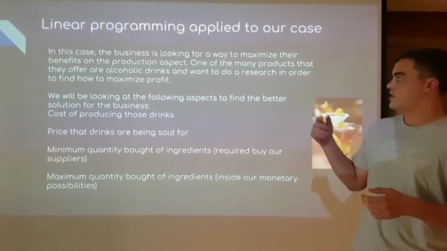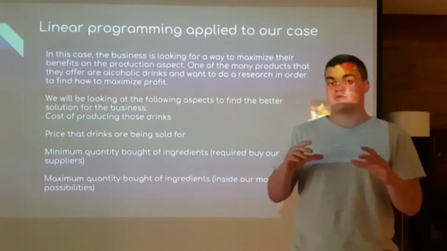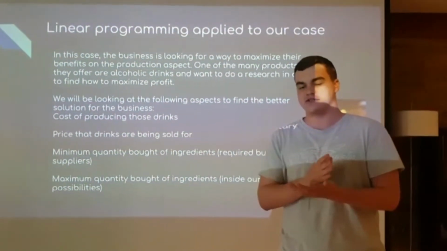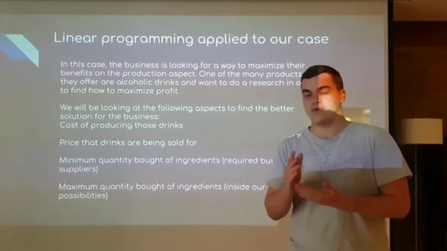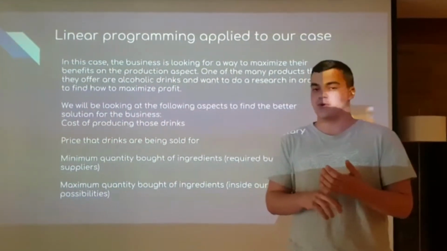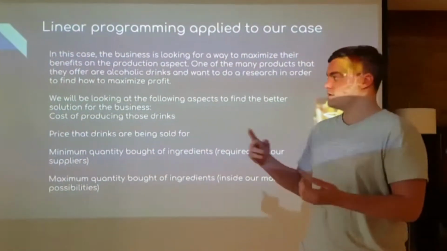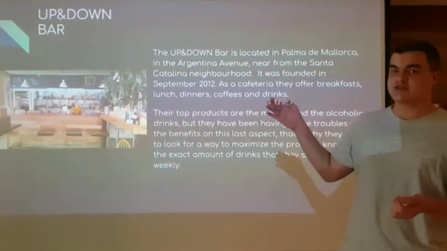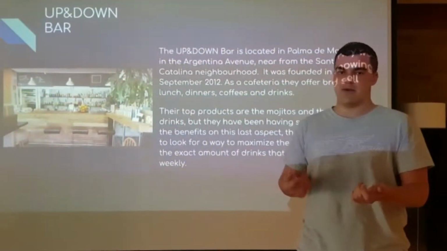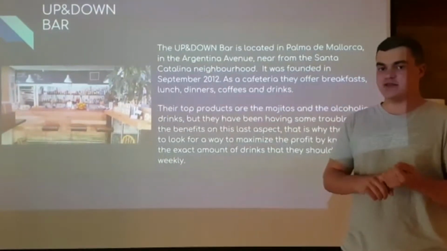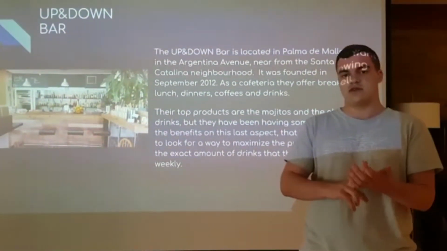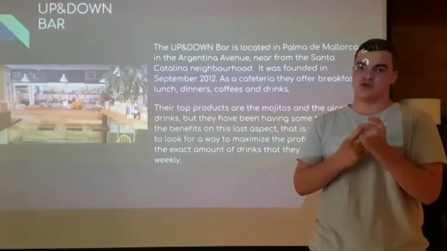So in our case, we'll be looking at a specific business that offers different types of meals, but also their top products are the mojitos and the drinks. So this business is the Up and Down bar located in Palma de Mallorca, and as we've said, the top products are the mojitos and the alcoholic drinks. We'll be focusing on the drinks.